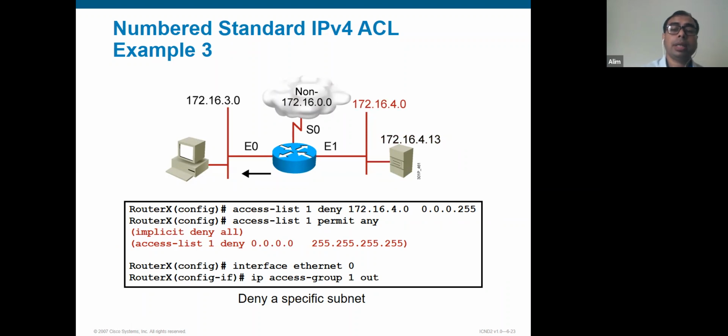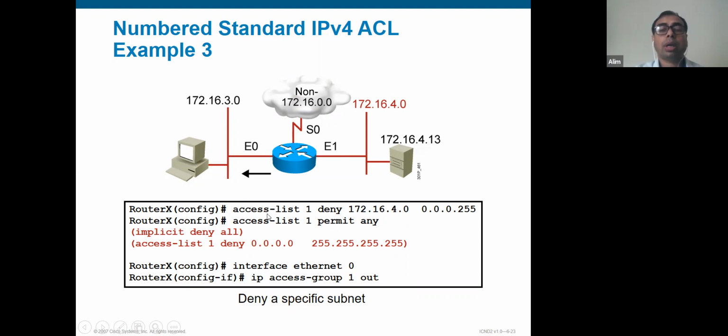Well, we can write this in different ways. Here, at first we denied the network 172.16.4.0 with its wildcard mask. It is denied. And then we will permit any. The any keyword is used to mean everything.